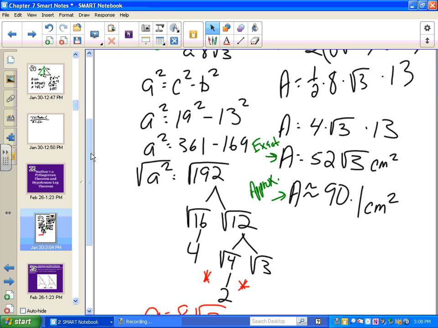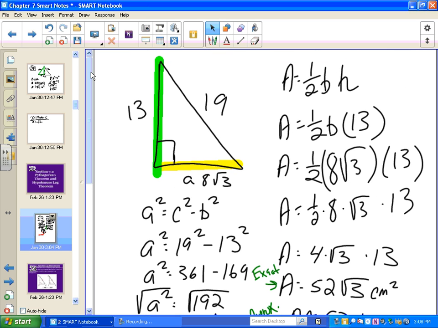So that's how problem number 17 through 22 should have been approached. So if you had any trouble with 17 through 22, now you can use this as a model to go through those problems.